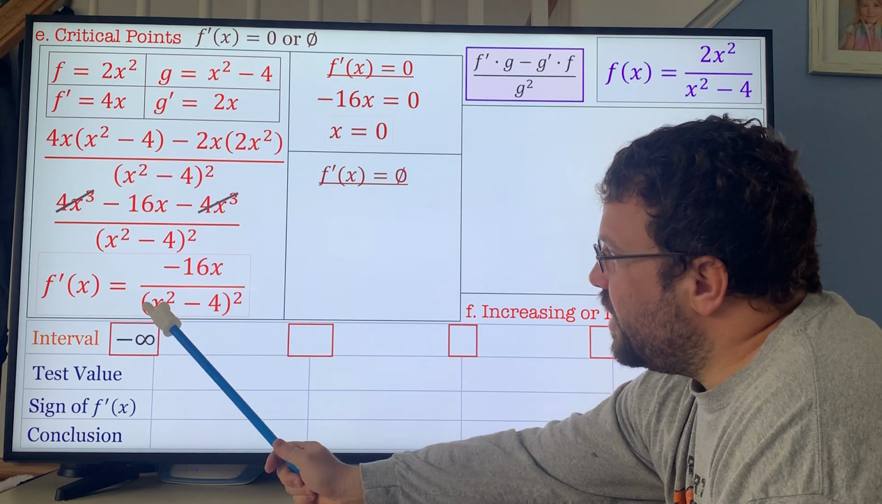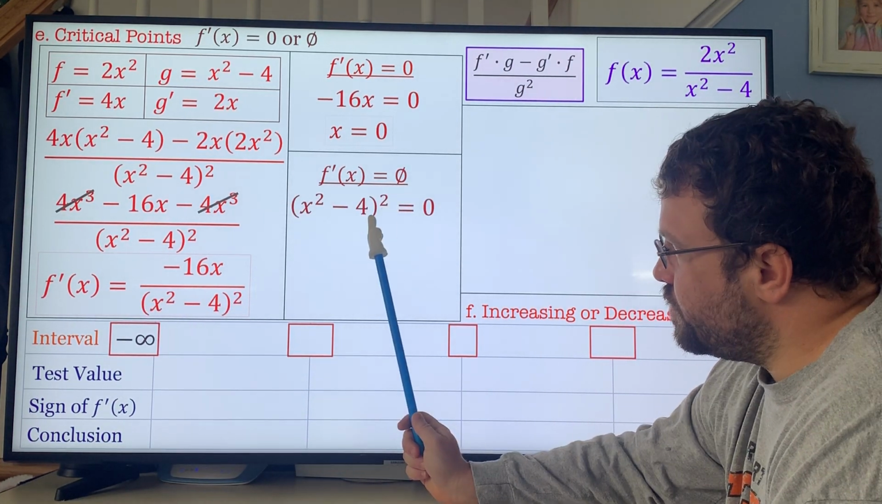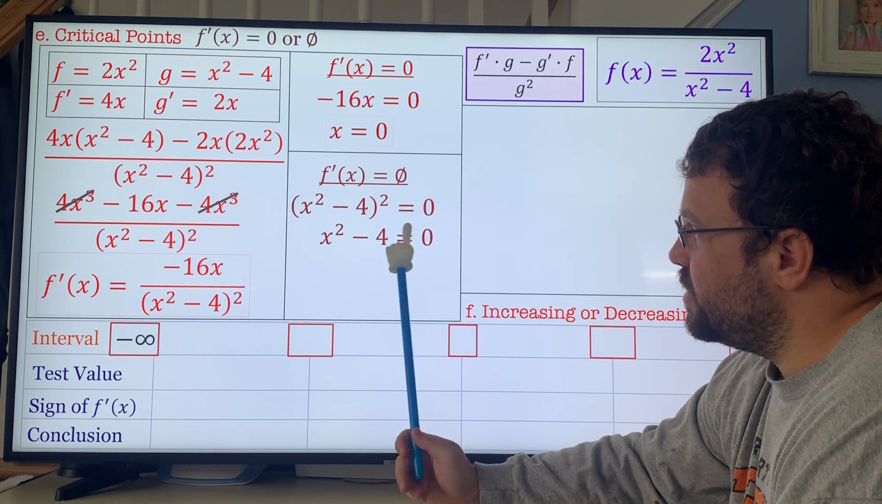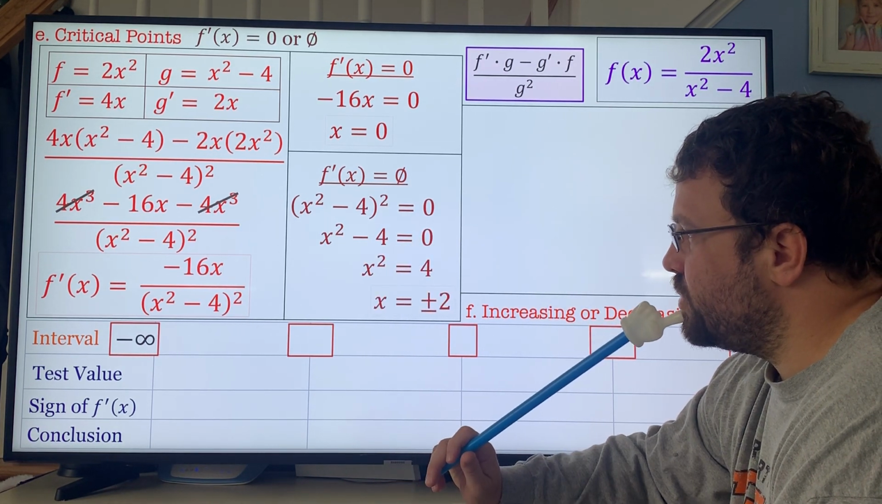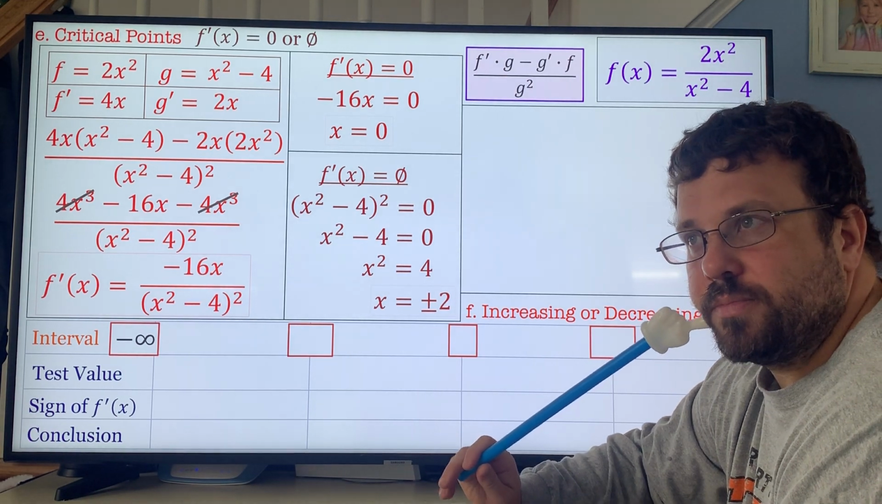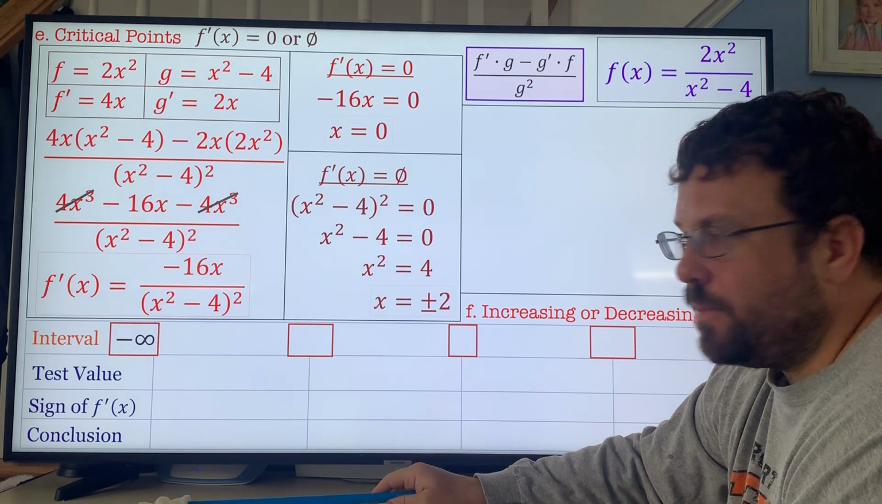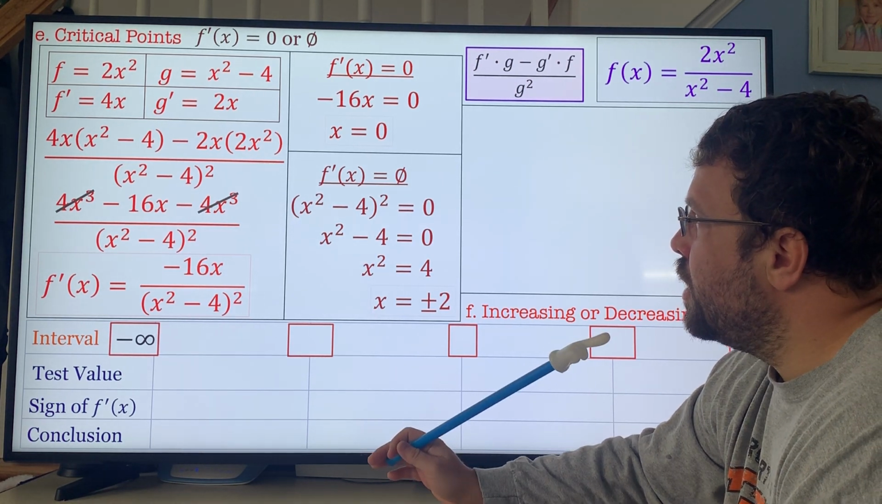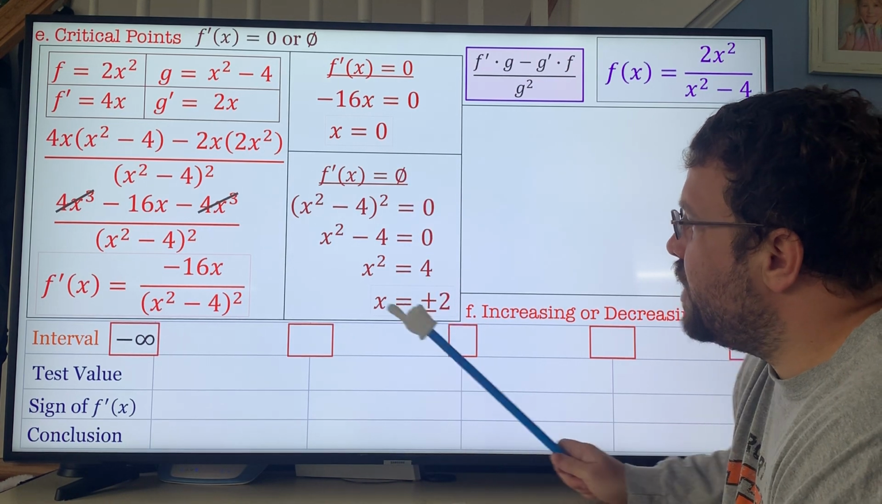Now set it equal to undefined, which means you set your denominator equal to 0. The square root of 0 is indeed 0. Add 4. x equals plus or minus 2. We all good? All right. So that means we have 0, positive 2, and negative 2.